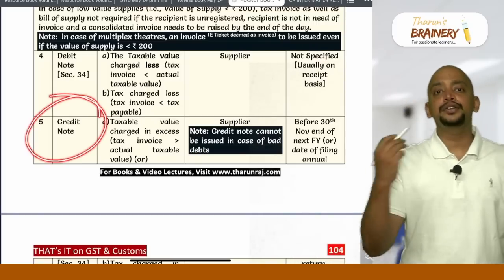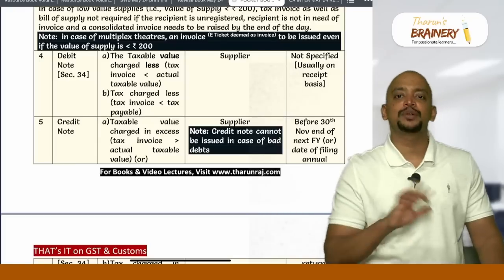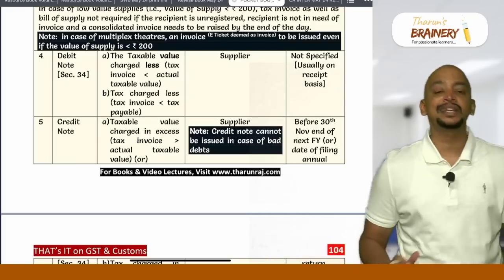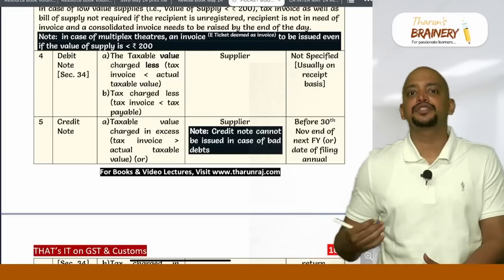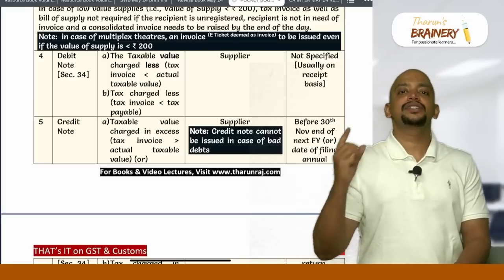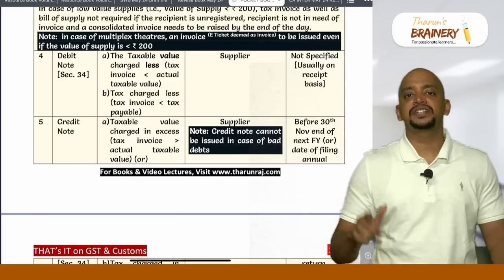Then the credit note. Credit note will be given by supplier to recipient. So both debit notes and credit notes will be given by supplier to recipient. In case of debit note, there is no time limit, but in case of credit note, there is a time limit. What is the time limit for issuance of credit note? 30th November of the succeeding financial year or date of filing annual return, whichever is earlier.